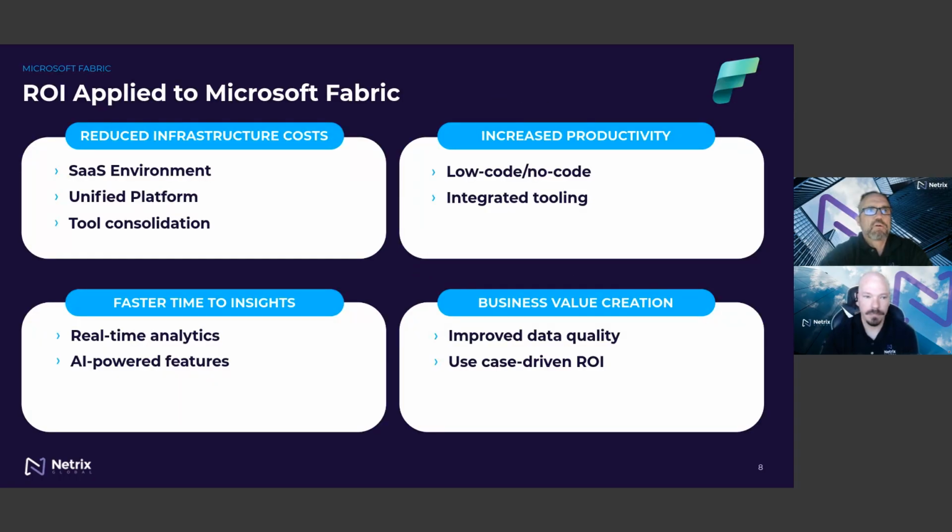When we talk about ROI with Microsoft Fabric, it's not just about cost savings. It's about enabling speed, productivity, and real business impact. So we can break this down into 4 key areas. First, let's look at the infrastructure. Fabric runs on a software as a service platform, which means that there's no servers to manage, no patching, no hardware headaches. Everything is cloud native. On top of that, it's a unified platform. So instead of juggling multiple tools, multiple licenses, multiple resources, you can consolidate everything under one roof.